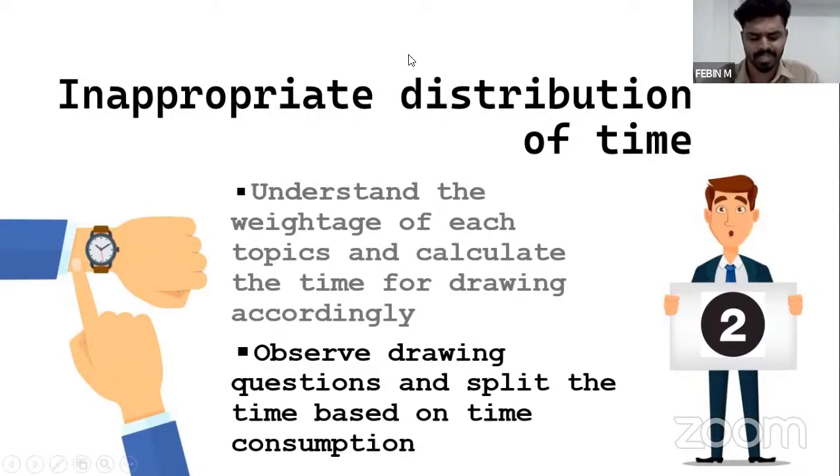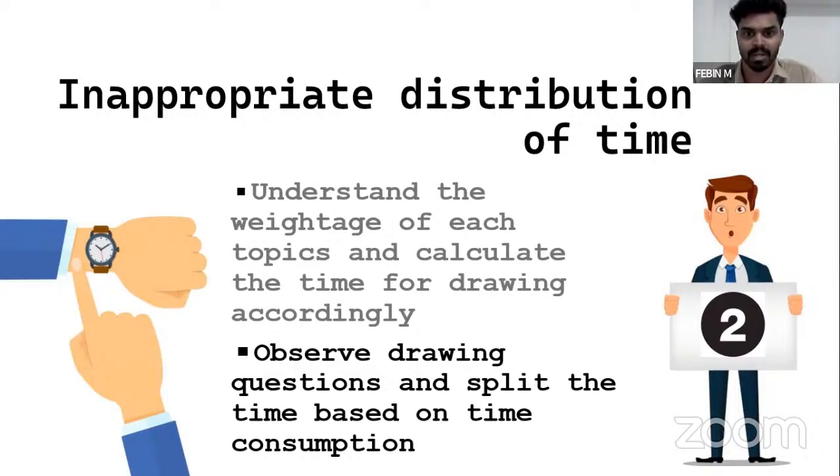Generally students make mistakes, like they don't read both questions. First they check the first question, do it, and only after that go for the second question. After reading both questions, you have to decide which question to attend first and which to attend second. So read both questions, calculate your time, ideate your drawing, ideate your ideas, arrive at a solution, and then split your time properly.